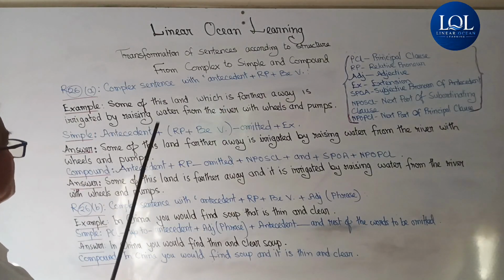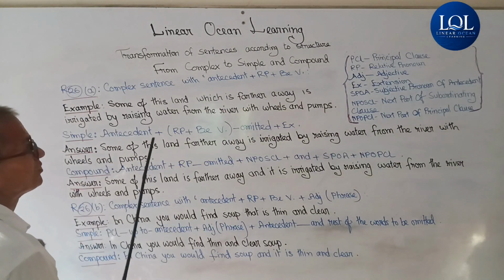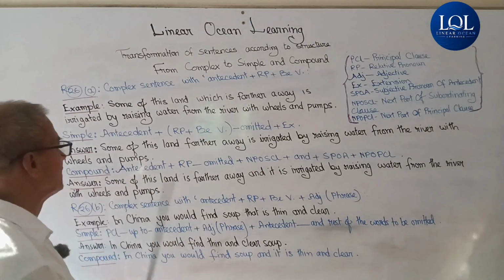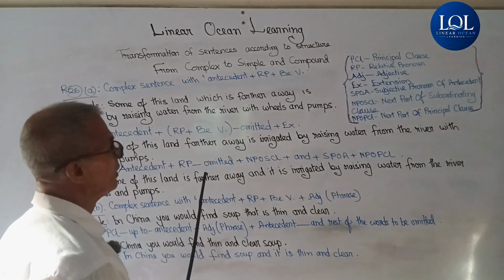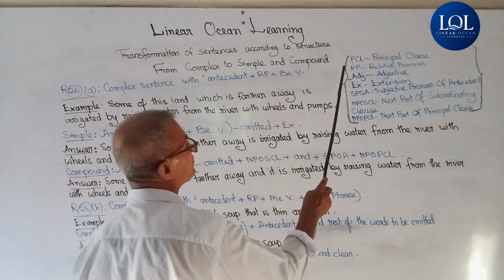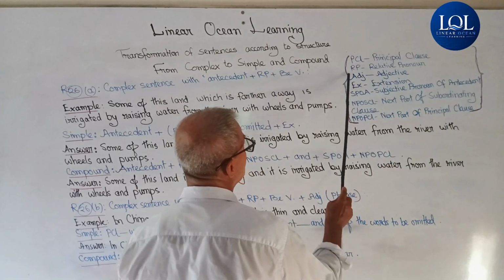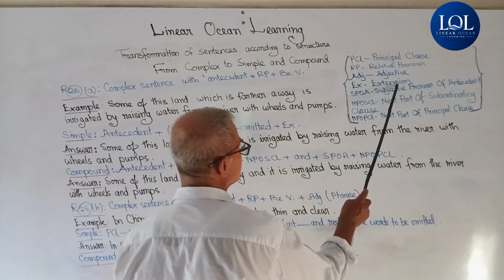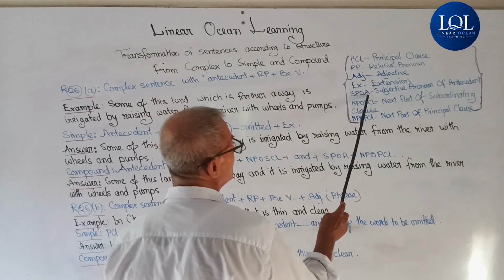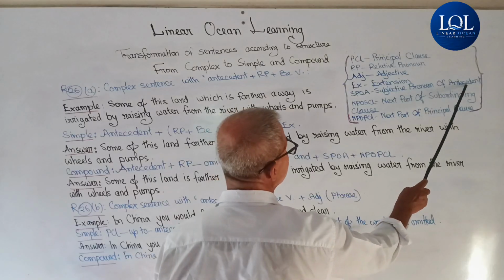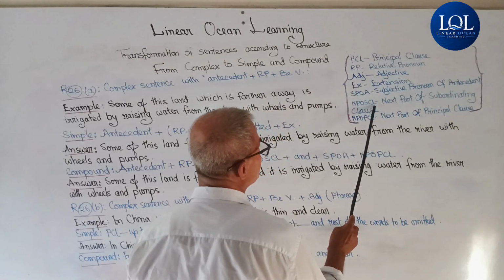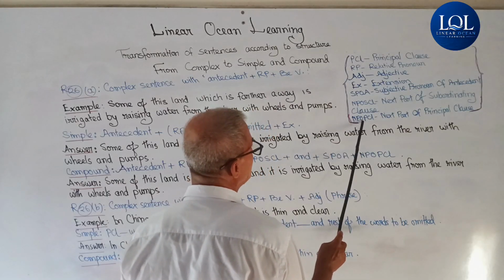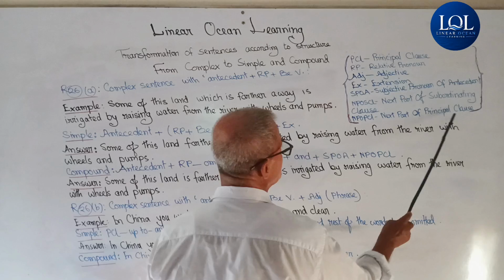But before going to the structure, dear viewers, I need to clarify one thing: I have used so many abbreviations in my structures, and I need to explain them. PCl means principal clause, RP means relative pronoun, ADJ means adjective, EX means extension, SPOA means subjective pronoun of antecedent, NPOSCl means next part of subordinating clause, NPOPCl means next part of principal clause.